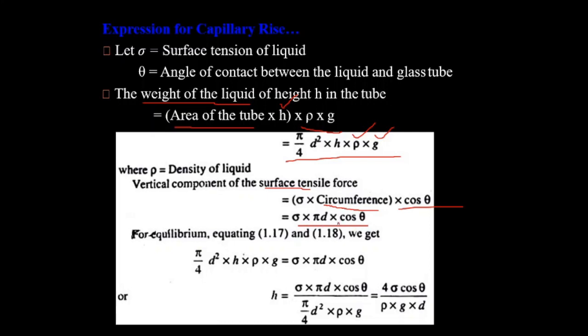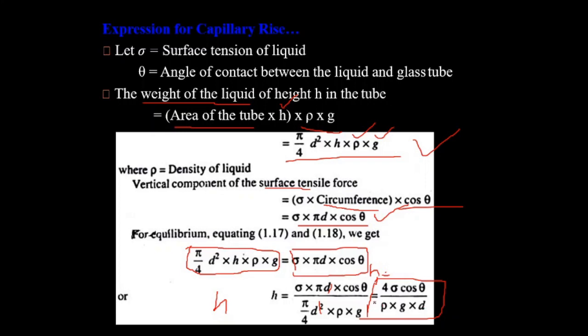So this surface tension force and the weight would be in equilibrium, means both are equal. So we will equate both equations. See here, the weight of the liquid of height h is equated with the vertical component of the surface tension force. Once we equate, we can find the h value, the height of the liquid: sigma pi d cos theta divided by pi by 4 d square into rho into g. By cancelling the terms, one d and the pi will go. After simplifying, h is equal to 4 sigma cos theta divided by rho g d.